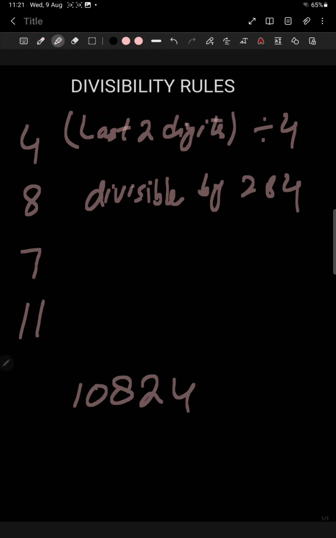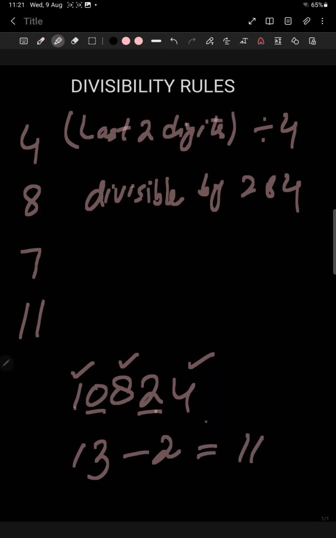Let us check another number. The numbers at the odd places are 1, 8 and 4. So 8 plus 1 is 9, 10, 11, 12, 13. The numbers at the even places are 2 and 0. 2 plus 0 will give us 2. So we will subtract them. The answer is 11. So this number is also divisible by 11, because when we subtract the sums, the answer should be either 0 or 11. So the number is divisible by 11.